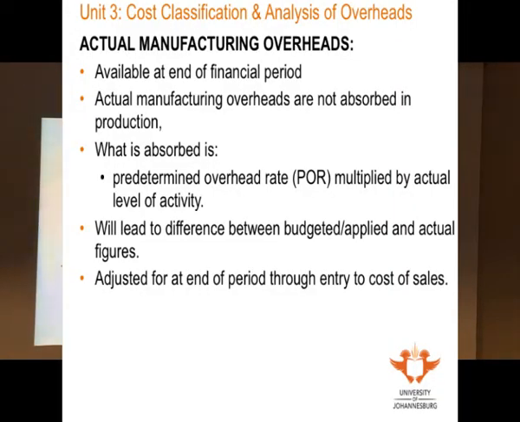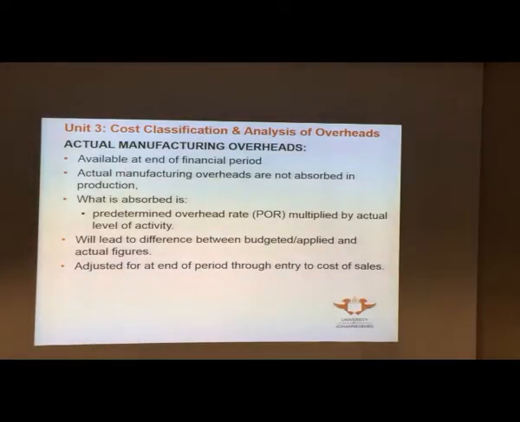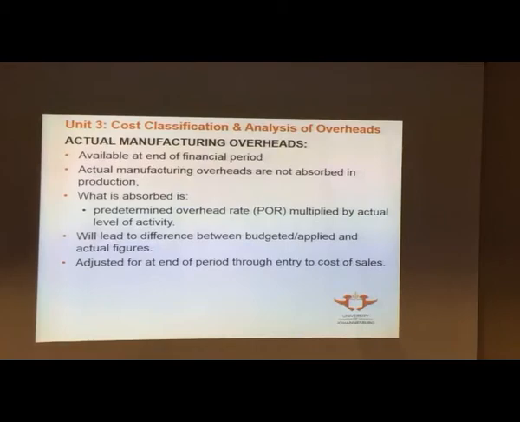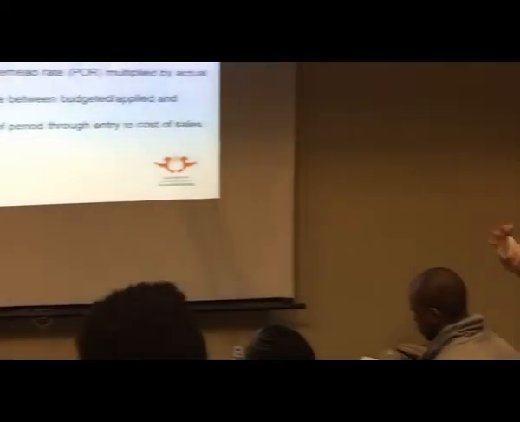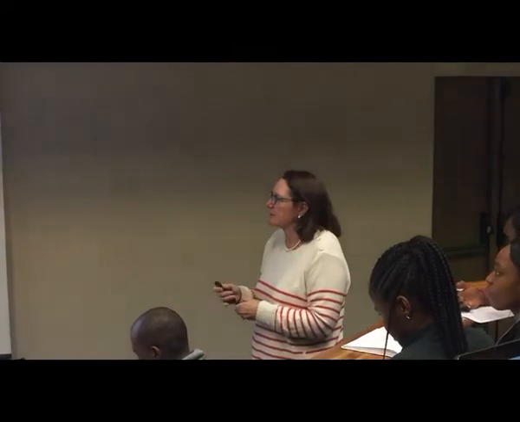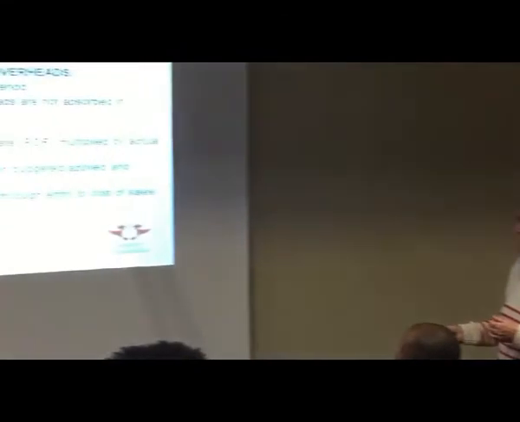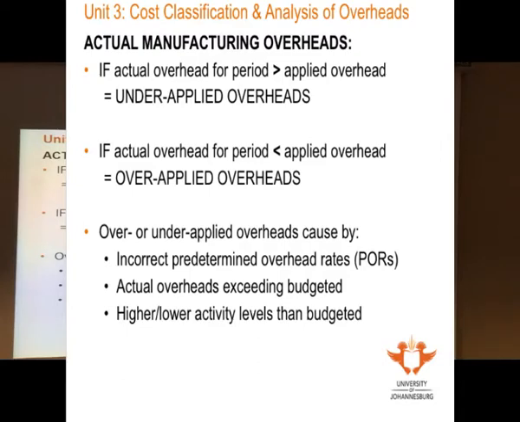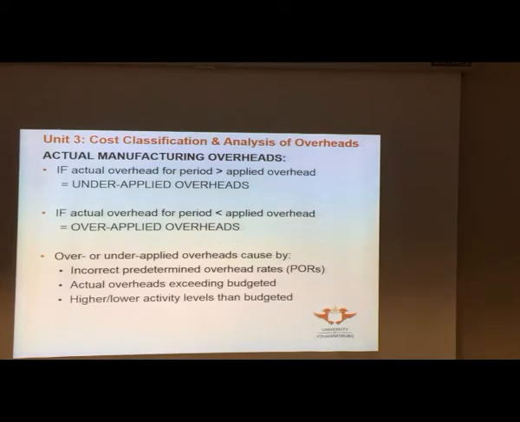The actual manufacturing overheads we only know at the end of the period. That's when standard costing comes in, which we're going to do later, when we compare our allocated overheads to our actual overheads, and we see if we have an under or over absorption of overheads, under applied or over applied overheads. Then we adjust for them through an entry at the end of the period. If our actual is more than applied, we have under applied because we haven't applied enough. If our actual is less than the applied, then we have over applied.